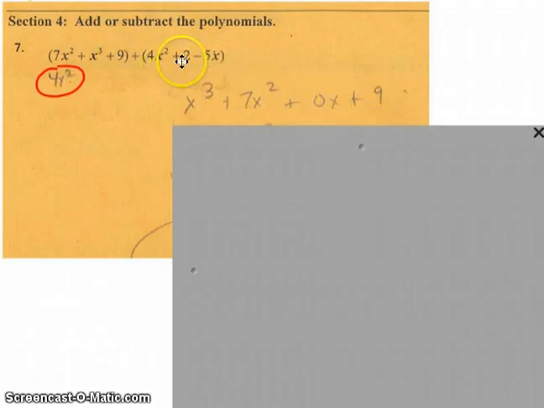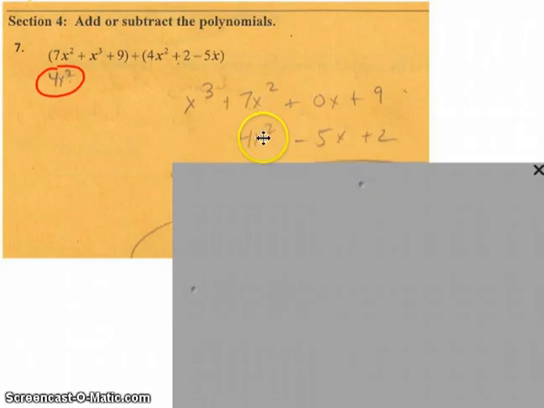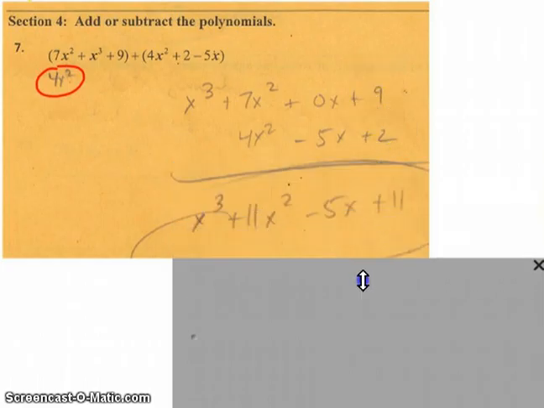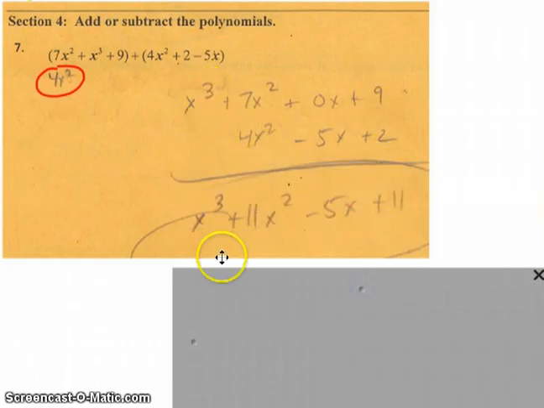That way it made it easy to line things up underneath. The 4x squared goes under the 7x squared. The negative 5x has a place to go. Otherwise, I wouldn't have had any place to put the negative 5x. And the 2 goes under the 9. Now I just add up the columns. And it does become easy. X cubed, 7 and 4 make 11. 0 minus 5 means negative 5x, and 9 and 2 make 11 again. So that's the answer I was looking for.